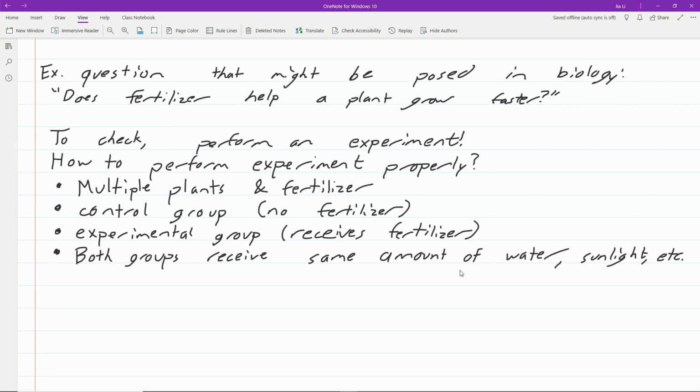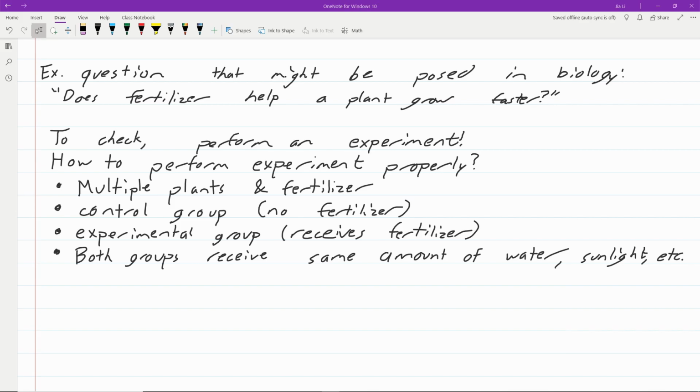So as you can see, in order to perform a proper experiment, we need to keep both the control and experimental groups the same, as in they have to receive the same amount of water and sunlight and etc. But the only difference between these two groups should be, well, one got fertilizer and the other did not. That way, at the end of the experiment, if there are any differences between the plants, we will know for certain that it has to be because one got fertilizer, the other did not get fertilizer. Since that was the only thing that was different, that must be what caused the differences at the end of the experiment.